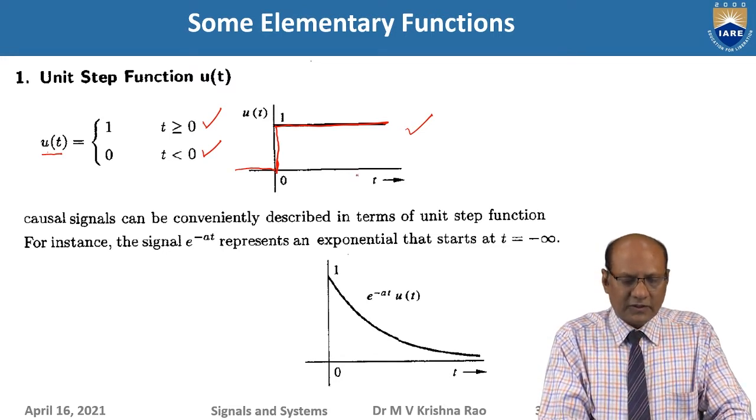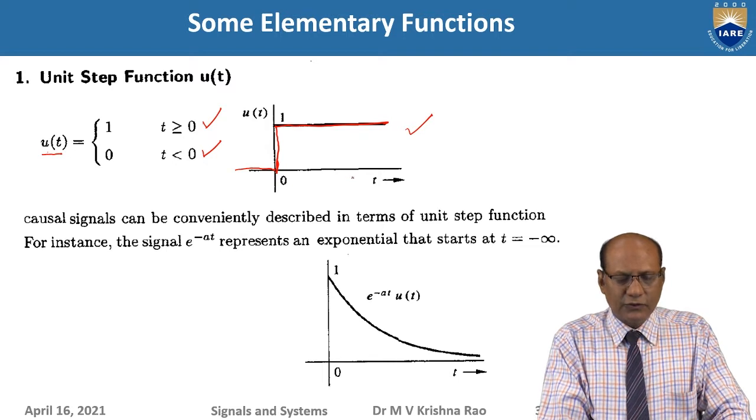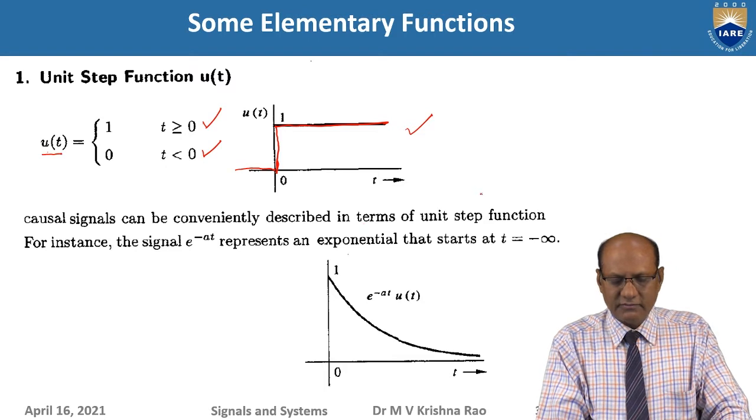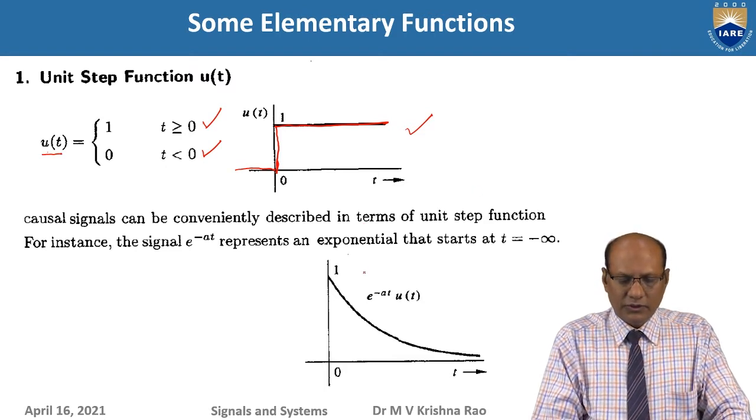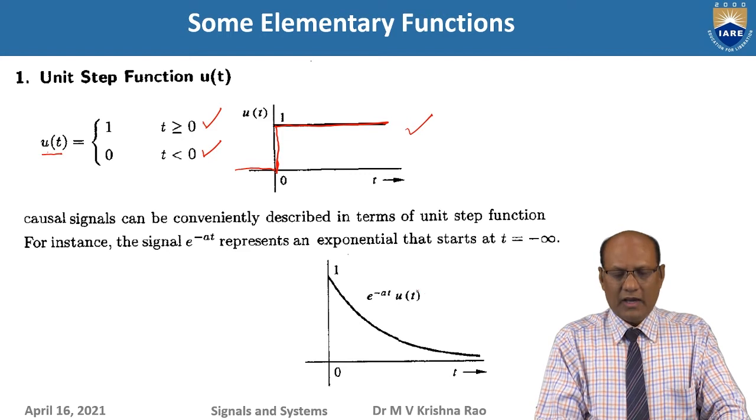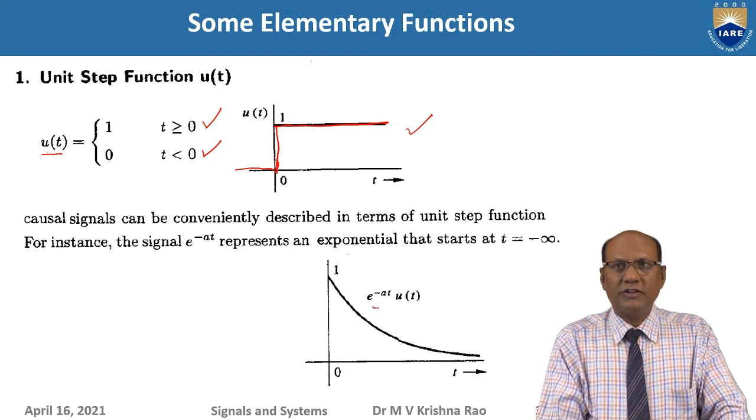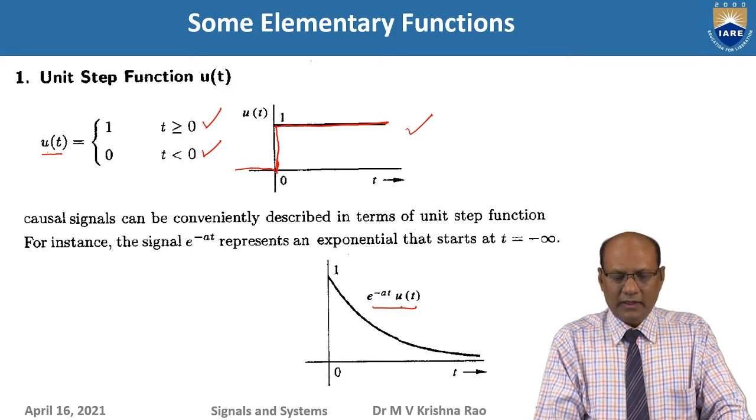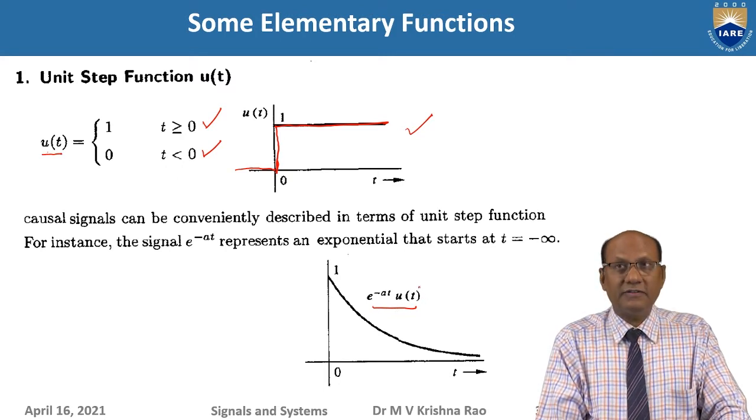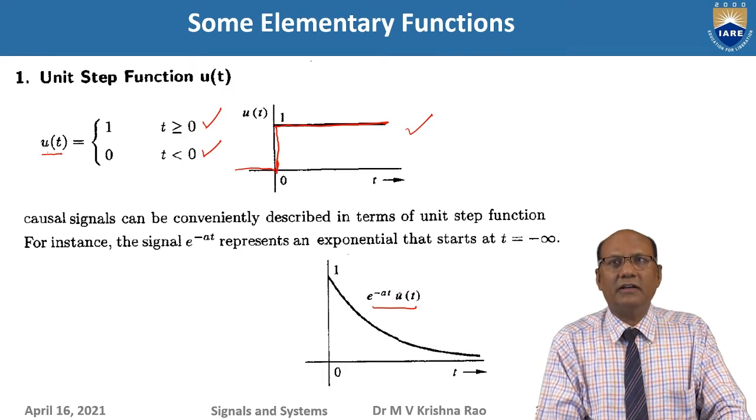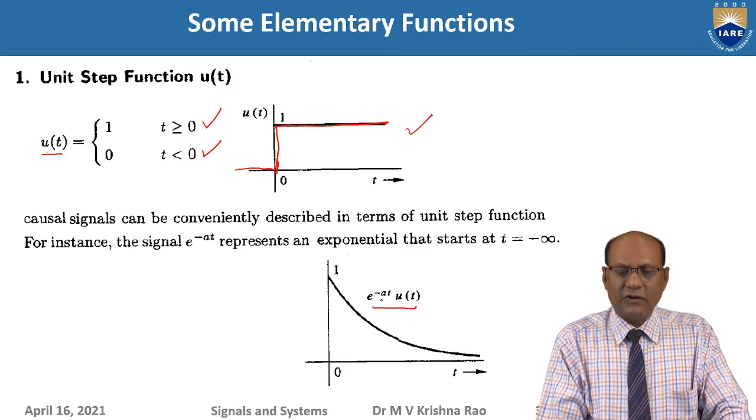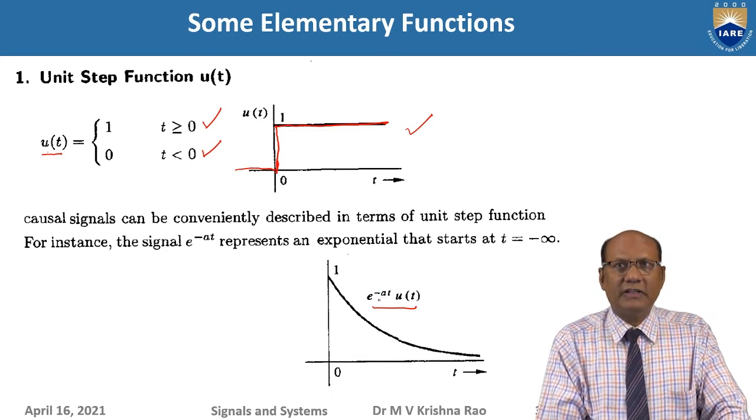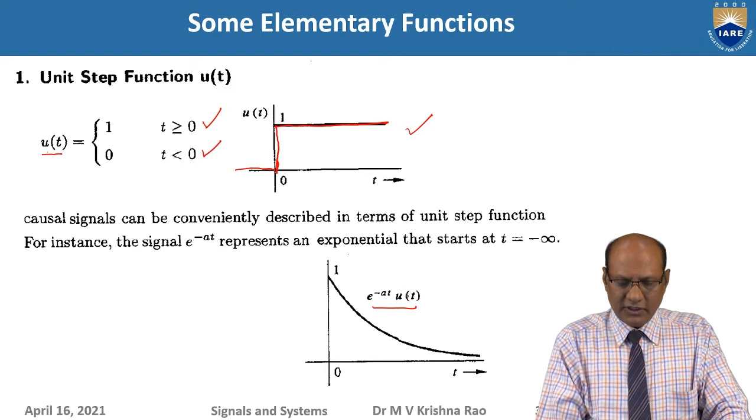And this is the basic function because this is useful to describe several other functions. For example, you take this exponential function, e to the power of minus at, multiplied by u of t. u of t is again the time function which is starting at t equal to 0, but the basic function is e to the power of minus at here. The given function is e to the power of minus at multiplied by this.